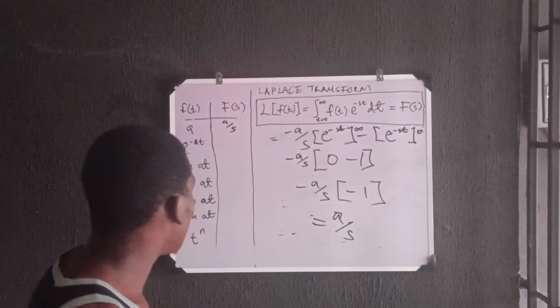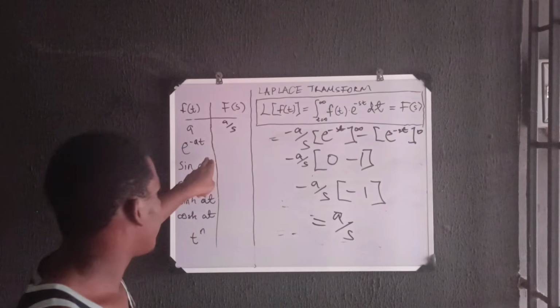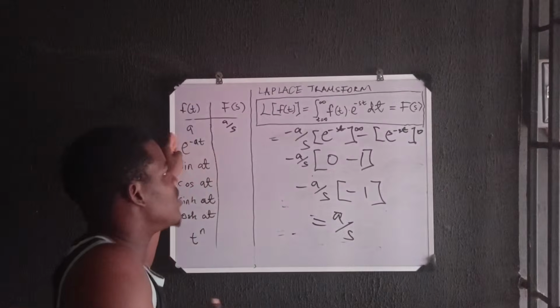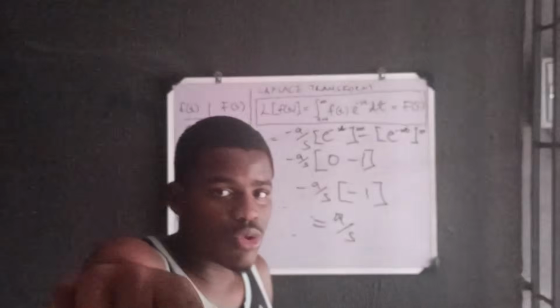Now, what if they give you something like the Laplace transform of exponential power negative 1, a random constant, multiplied by t? Now we are going to continue tomorrow.